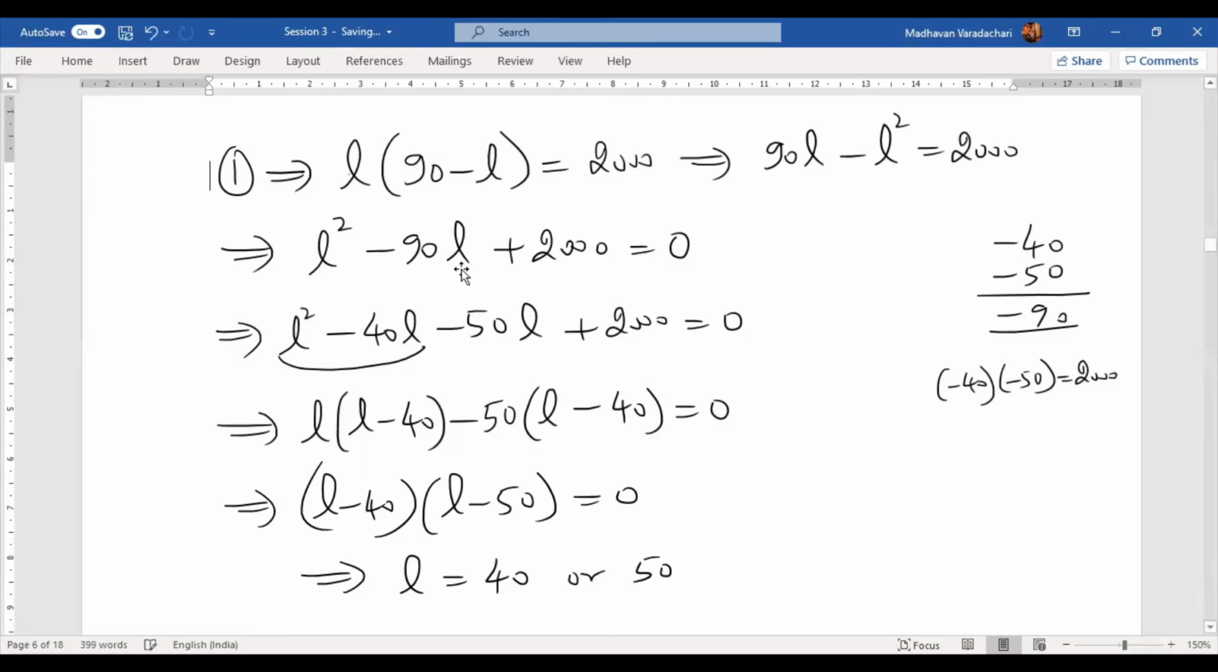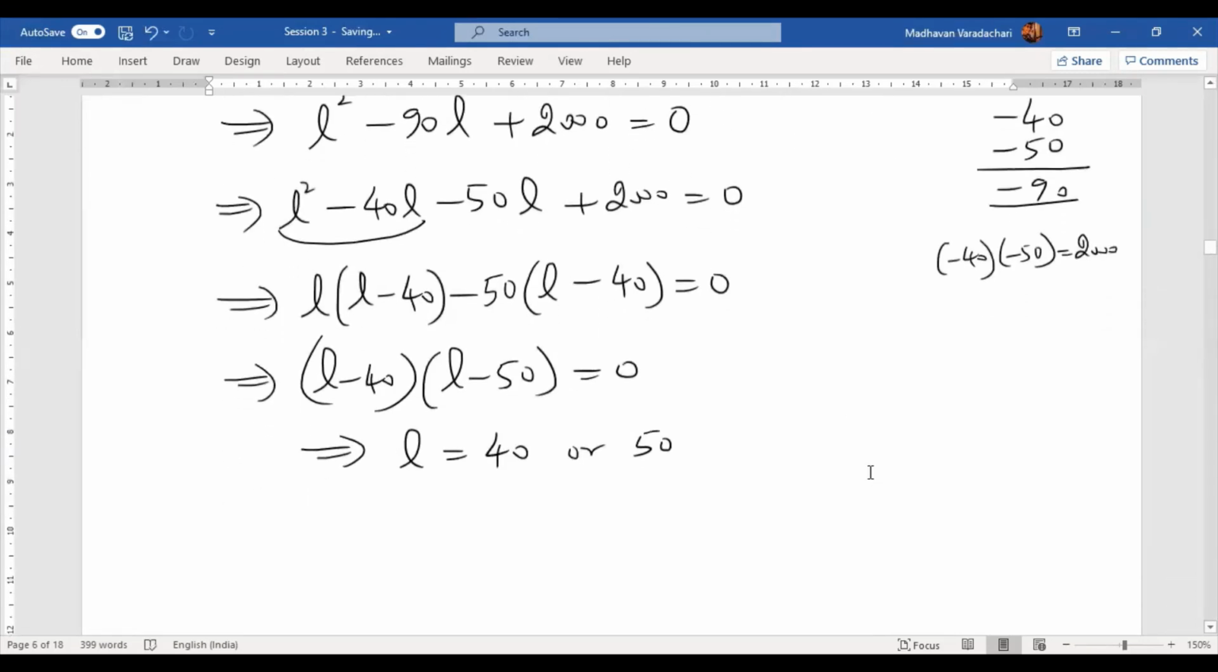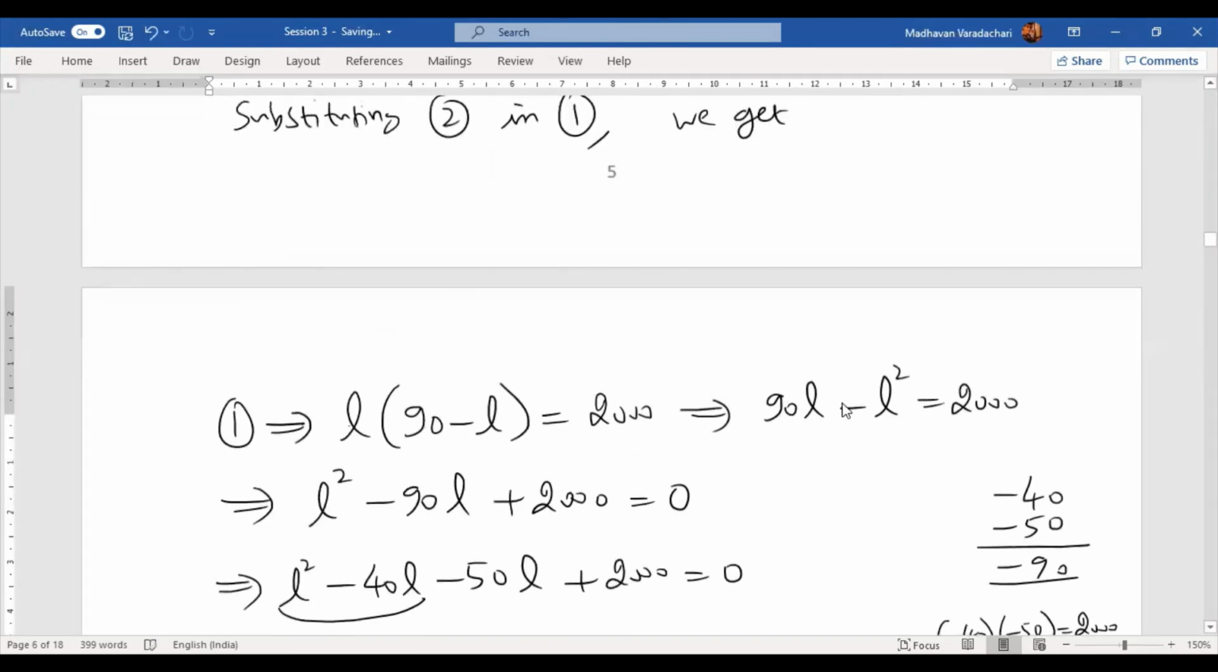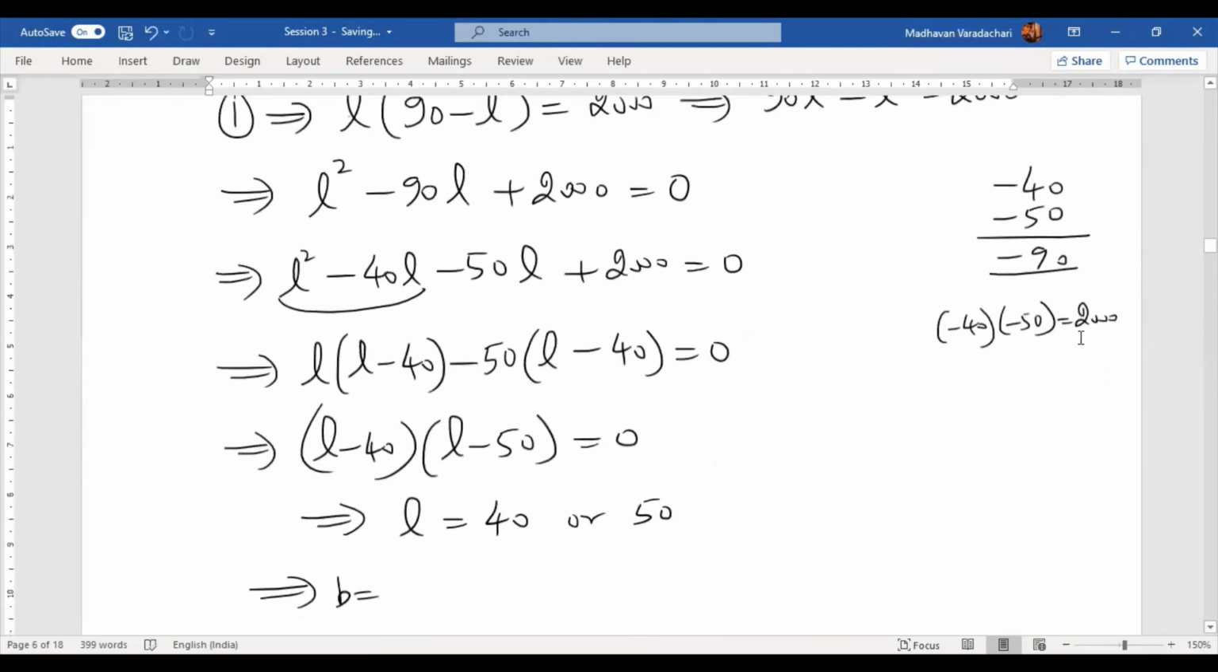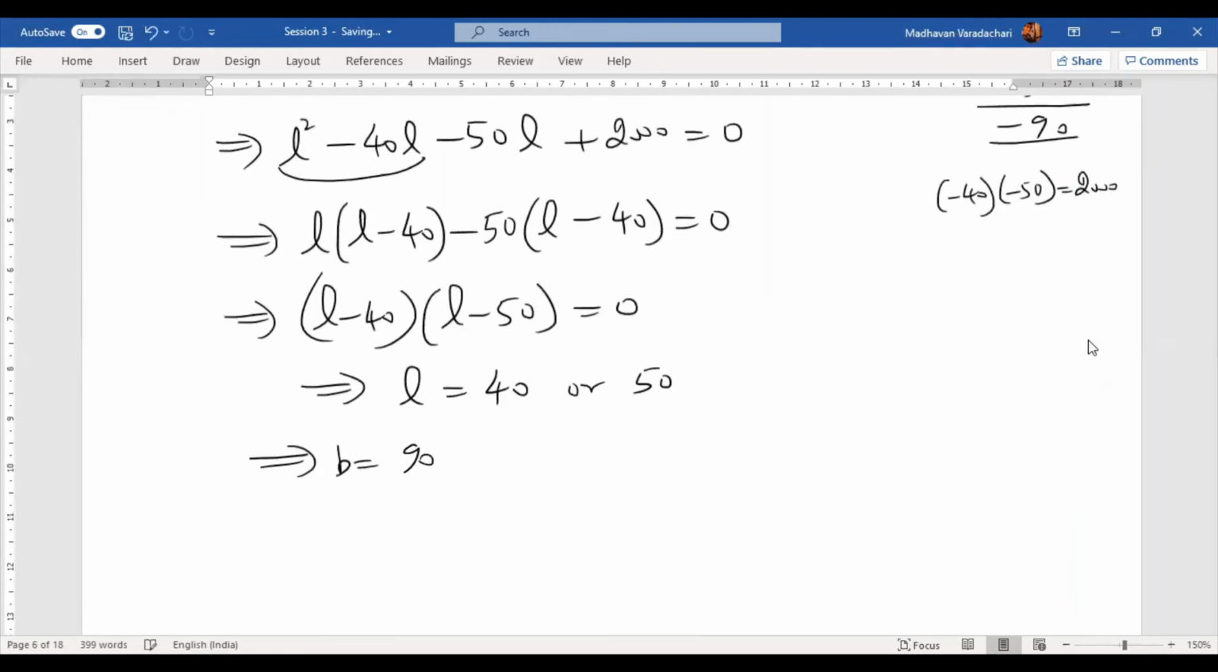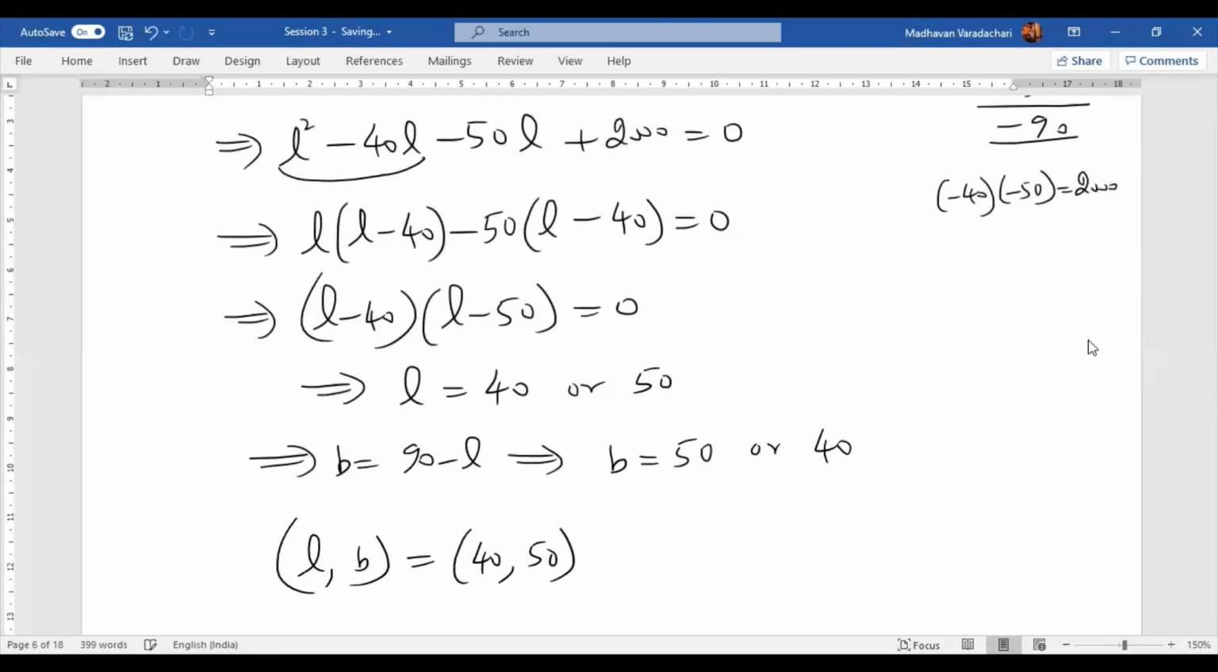When our length is 40 or 50, what is breadth? Breadth is 90 minus L, which means breadth can be 90 minus 40, it is 50. 90 minus 50, it is 40. So I can say L comma B. If the length is 40, then breadth will be 50. Or if the length is 50, breadth will be 40.